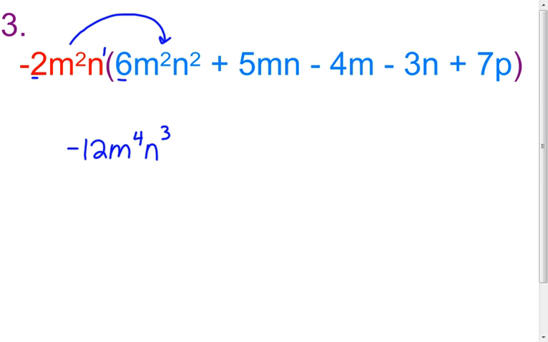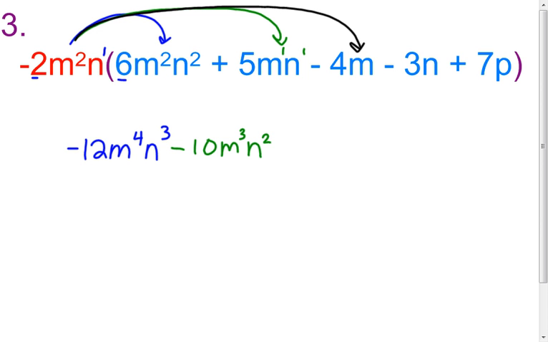Okay, then I will take negative 2m squared n times 5mn. So negative 2 times 5 is negative 10. M squared times m to the 1st power is m to the 3rd power because I add the exponents. N to the 1 times n to the 1 is n squared. Negative 2m squared n times negative 4m.